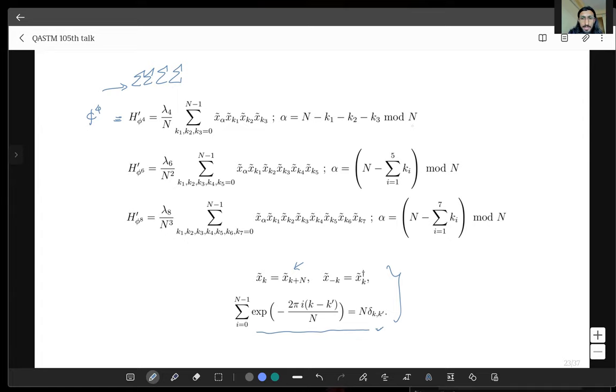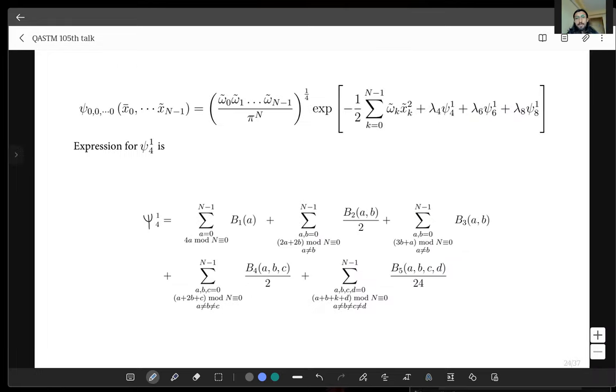Now these summations repeat after every mod n, so that we can actually write it down. Now there are four terms out here. There are six terms. There are seven terms. Now this Hamiltonian will act as perturbation. Now using this, we need to find a wave function in the Fourier space.